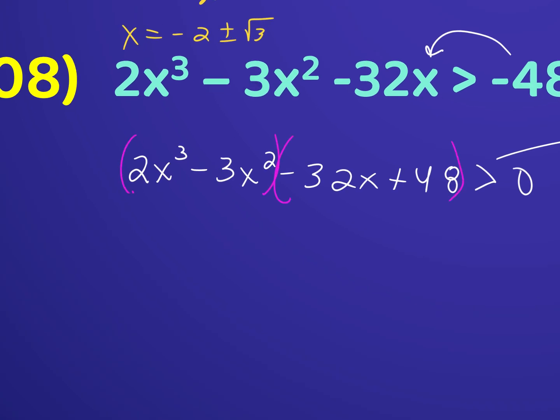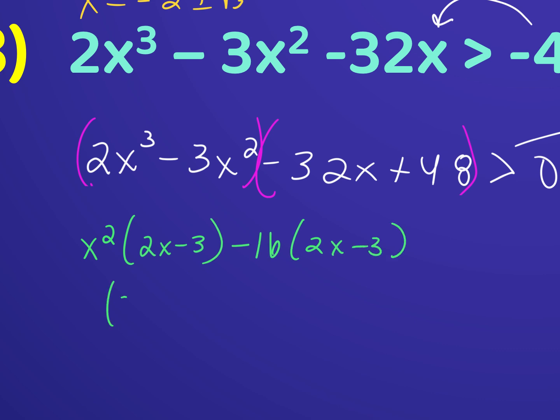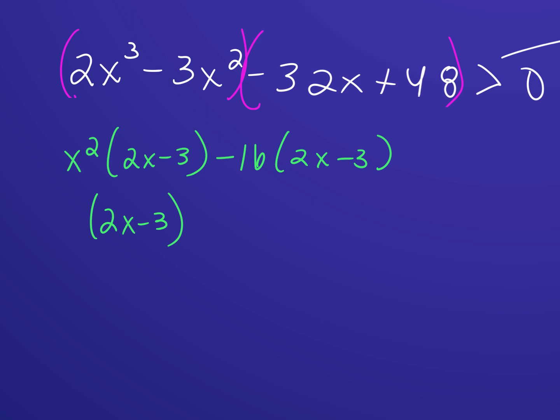Remember, include that sign. So what can I take out of 2x cubed minus 3x squared? X squared, and I'm left with 2x minus 3. What can I take out of negative 32x and a positive 48? Minus 16, and I'm left with 2x minus 3. You guys agree? Okay, so my parentheses are 2x minus 3, and then I have 2 more parentheses. What are they? X plus 4 and x minus 4.